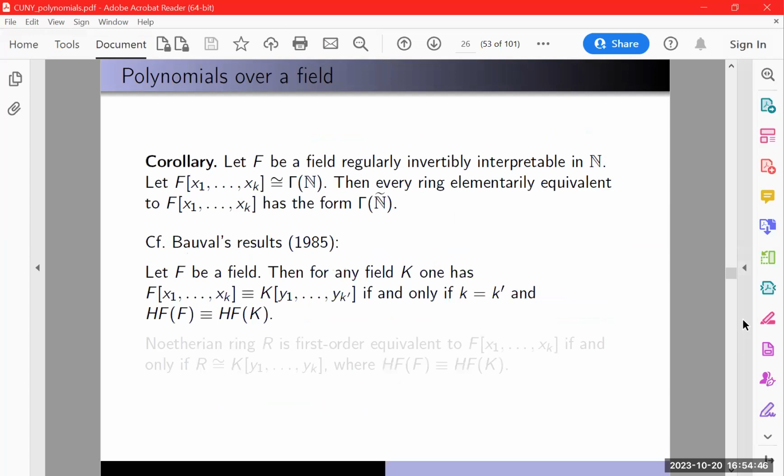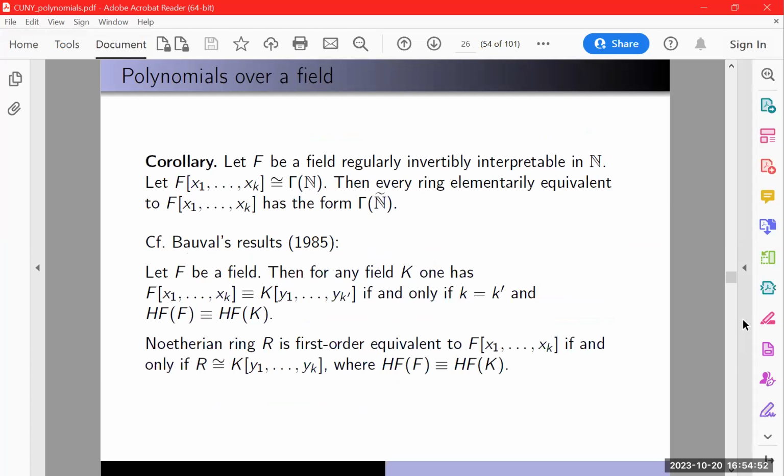Let me see. Yeah. So here I want to mention that, of course, there are these classic results by Baval that, for example, describe all Noetherian rings that are elementarily equivalent to polynomials, which is a good thing because remember that our stuff is not Noetherian. So if it was Noetherian, then we would have a problem. But the rings that we build are not Noetherian, so these theorems at least don't contradict what I've been saying so far.